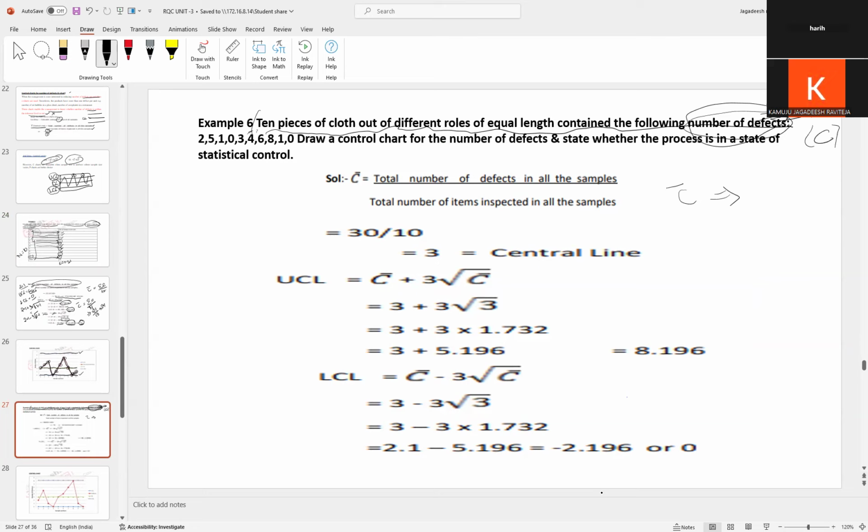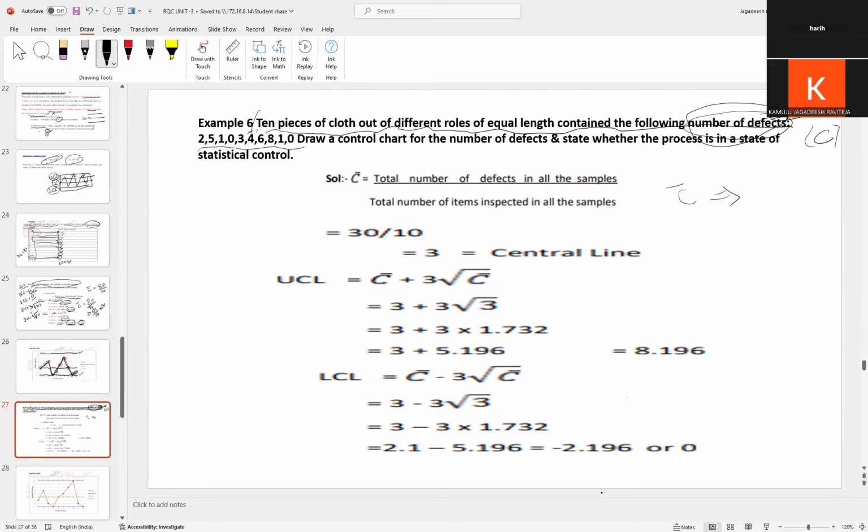If instead of number of defectives, the question is given as fraction of defectives, then we have to plot which chart? P chart. Very good. These are the number of defectives they have given: 2, 5, 8, 10. Draw the control chart and state whether the process is stable or unstable.